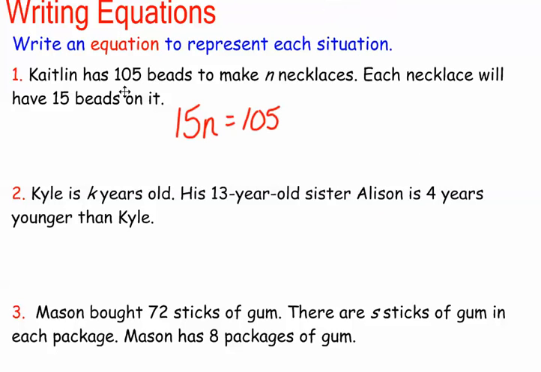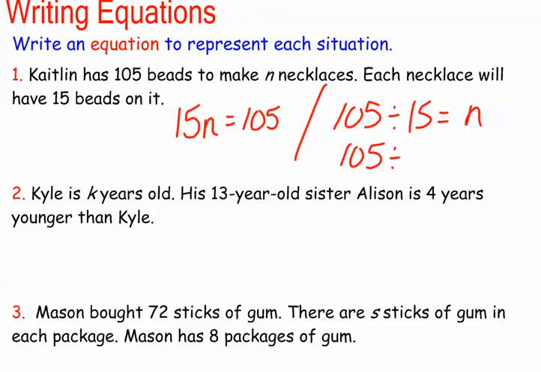All right, so here's what I have for the first one. 105 beads to make N necklaces. Each necklace will have 15 beads. So I'm saying 15 beads times my necklaces is going to give me the 105. Of course, there are other ways that you could write it. I could say 105 beads divided by 15 beads is going to tell me how many necklaces I could make. Or 105 beads divided by my necklaces is going to give me 15 beads. So those 2 would be the best choice. All right, let's go ahead and do the next 2 and come back when you have your answers.